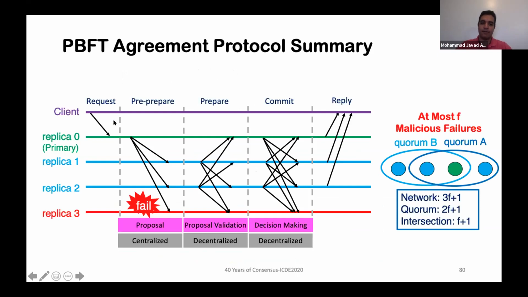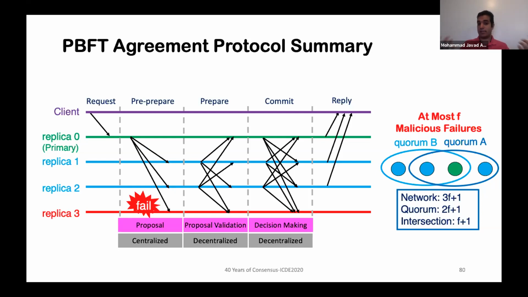In PBFT, we have the request going to the primary. The primary sends a pre-prepare message to every replica, saying, okay, this is the value. But now the replicas want to validate this message. They talk to each other, sending messages to each other: did you receive the same thing from the primary or not?